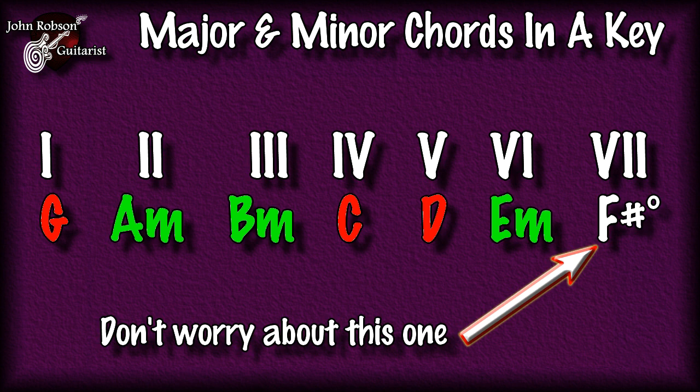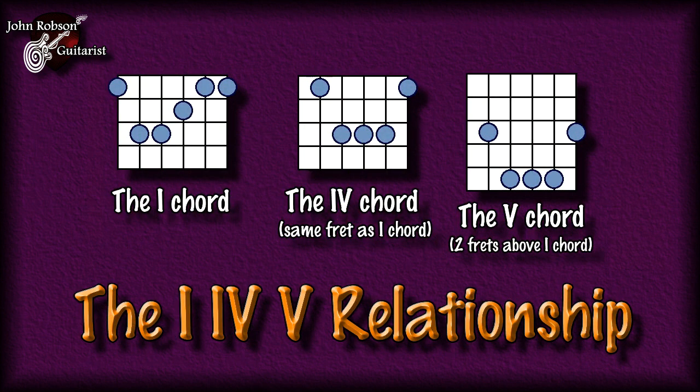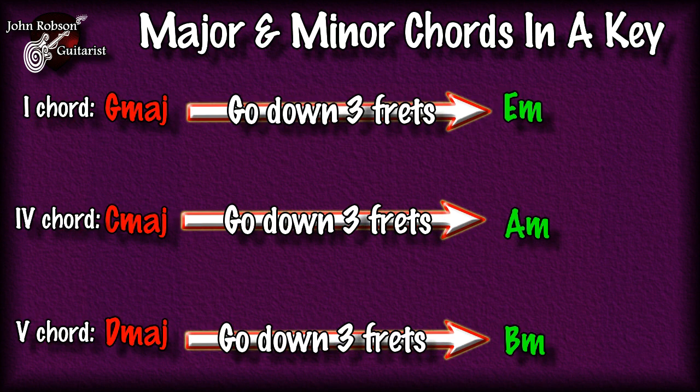And all you've got to do to find the chords in any key is go for your 1, 4 and 5 chords, the relationship that we looked at earlier, and then find their relative minors, simply by going to each of those 3 chords, the 1, 4 and 5, and playing a minor chord 3 frets below.